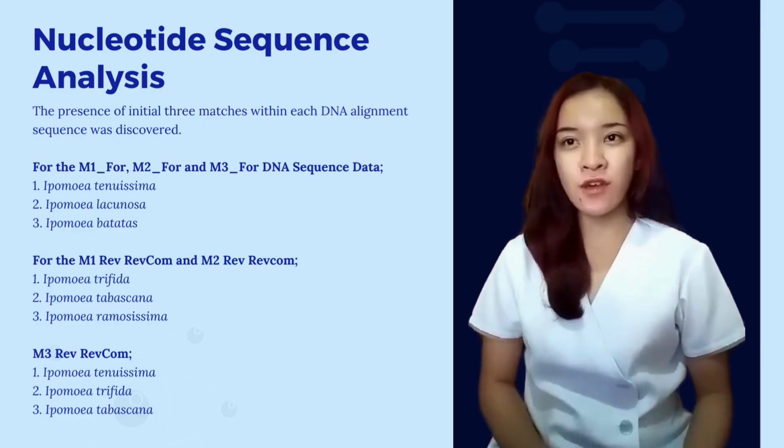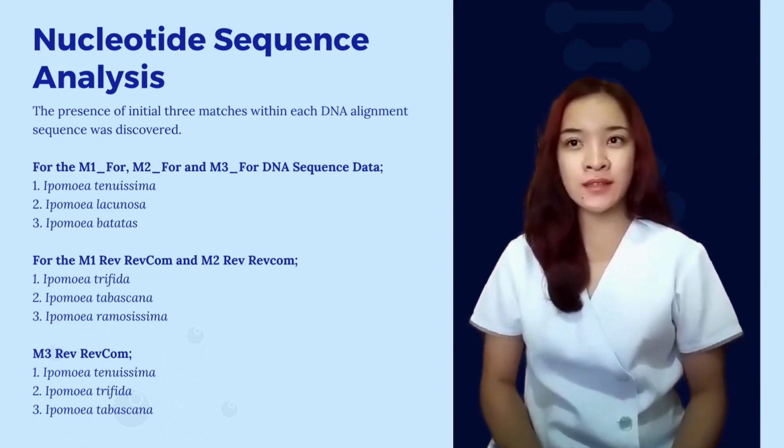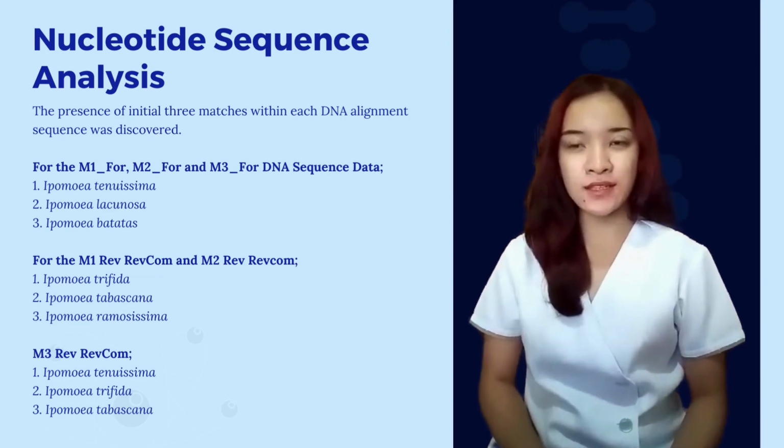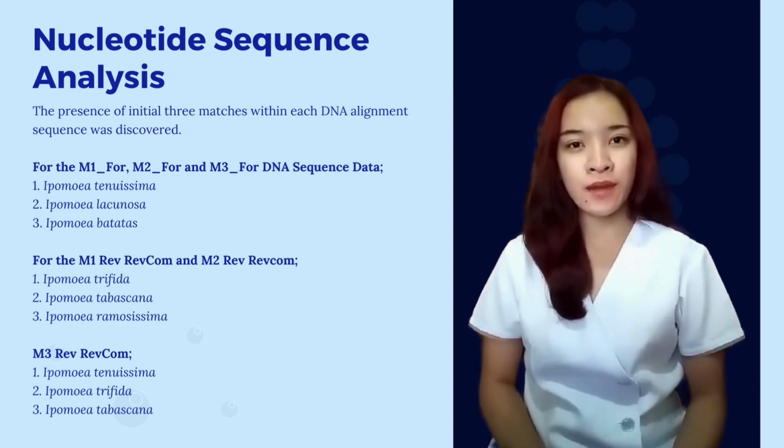For each accession, what are the top 3 matches to your sequence? So for the M1, M2, M3 DNA sequence data, the first one is Ipomoea tenuissima, the second one is Ipomoea lacunosa, the third one is Ipomoea batatas.